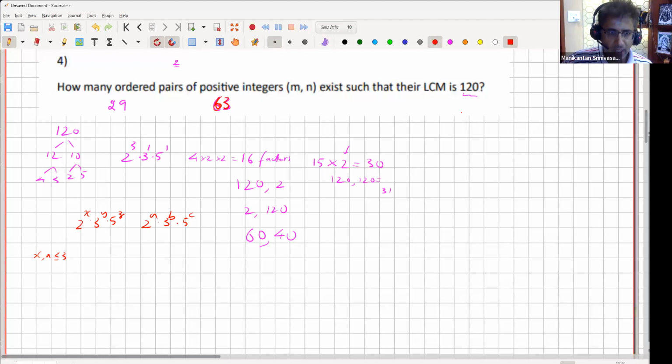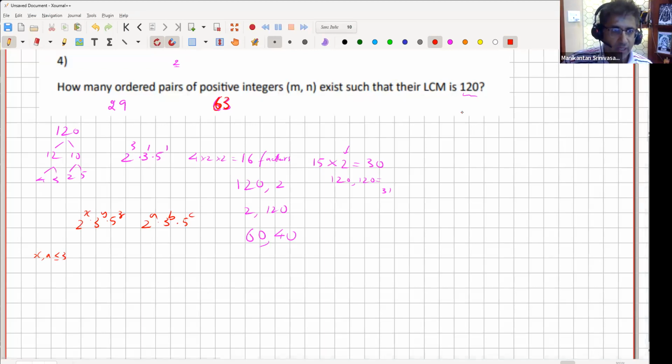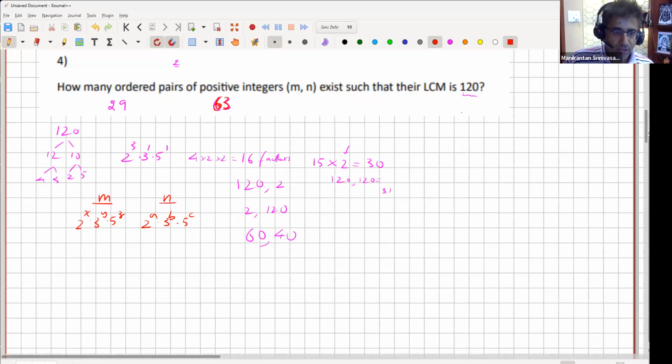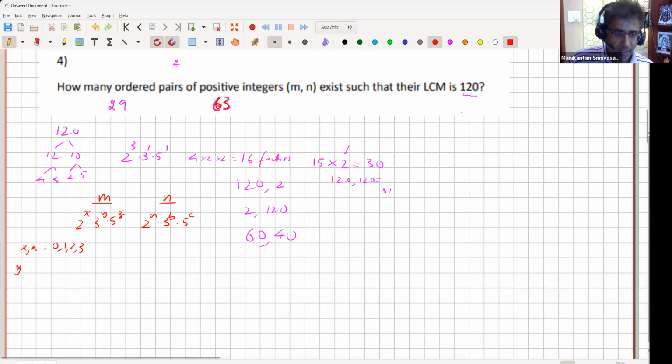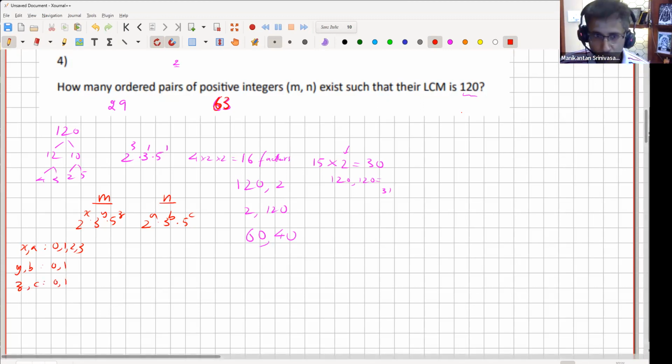So x and a can be... sorry, so this is your m, and this is your n. Okay. So you're saying x and a can be anything from 0, 1, 2, and 3. Yes. Likewise, your y and b can be anything from 0 or 1. And similarly, your z and c can be anything 0 or 1. Okay. So far, so good. Now, how do you count, please?